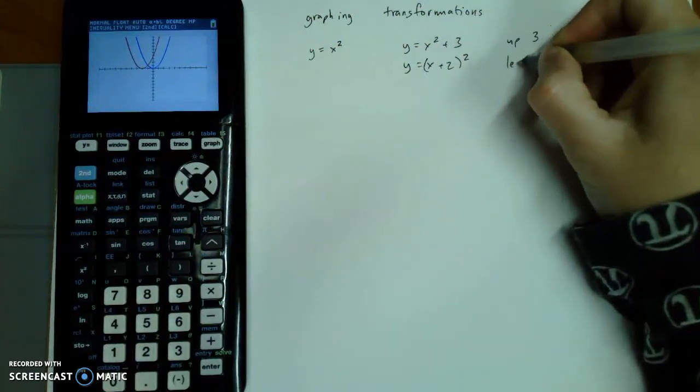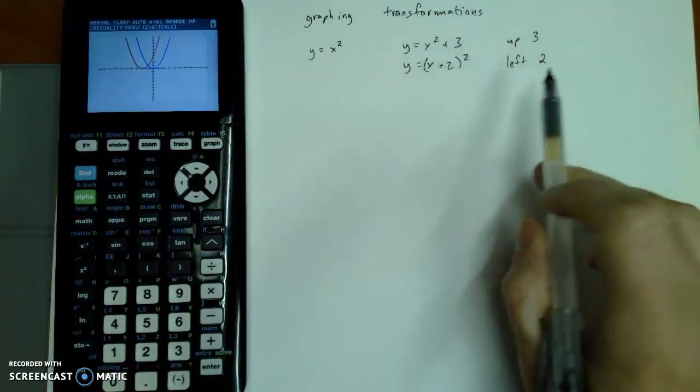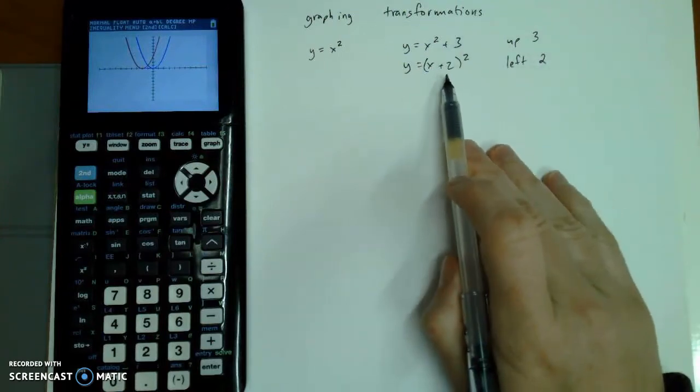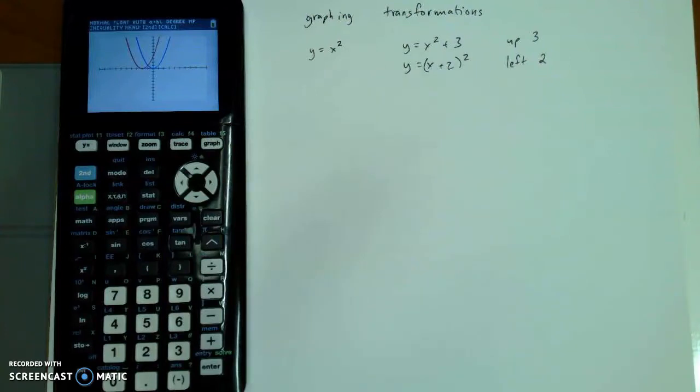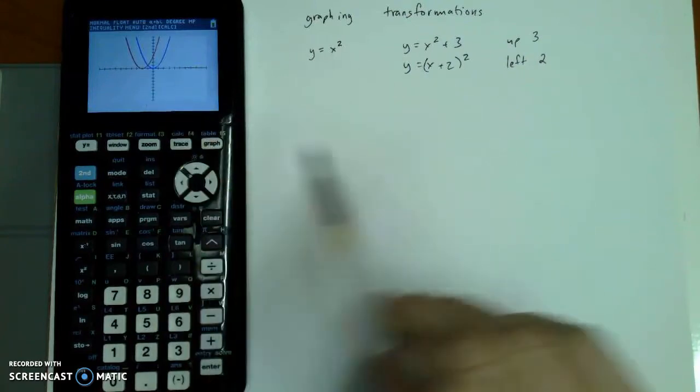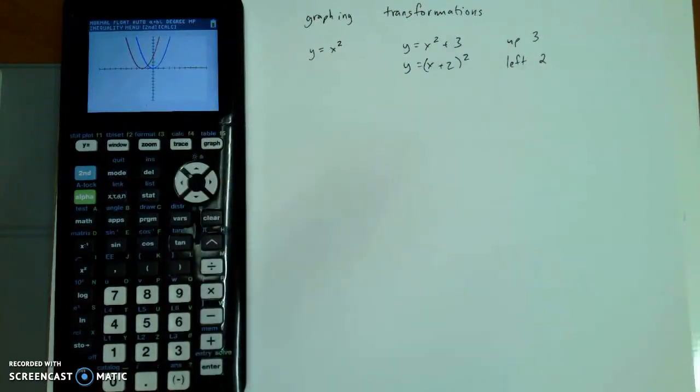So here, I went left 2. If I add or subtract on the outside, I'll go up and down. However, if I add or subtract on the inside, that is left or right. And as you can see, this is backwards from how I expect it to be. Normally a plus, I would go to the right, but I am going to go to the left. Now I have students that sometimes don't really believe that.